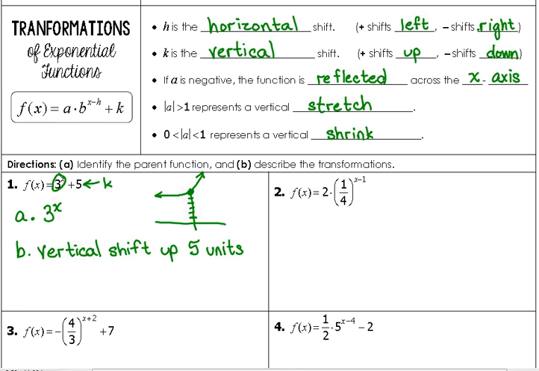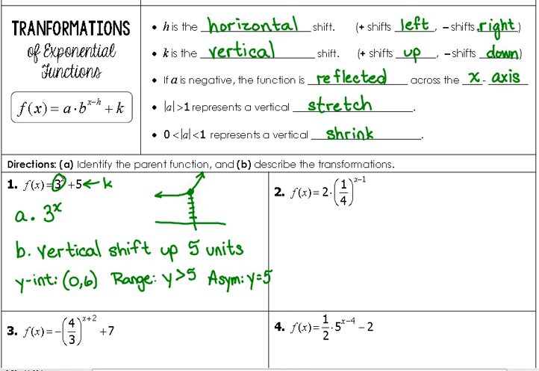It doesn't ask us to do this, but let's talk about a few things. What changes? The y-intercept changes from 0, 1 to, if we go up 5 units, 0, 6. The range, if it was y is greater than 0, if we go up 5 units, now it's y is greater than 5. And the asymptote, if it was y equals 0, then we go up 5 units, so that's going to be y equals 5. The domain doesn't change because we haven't done anything to the x values.